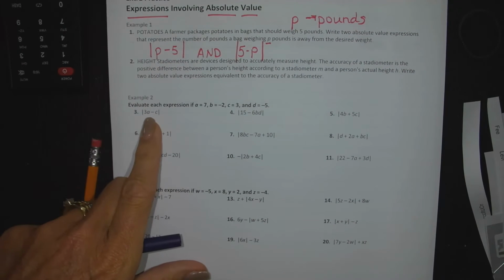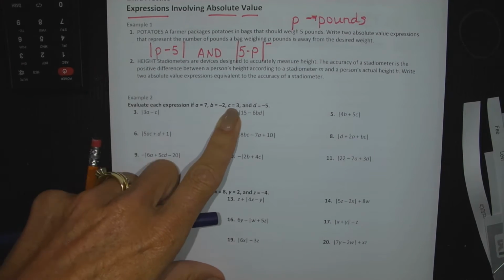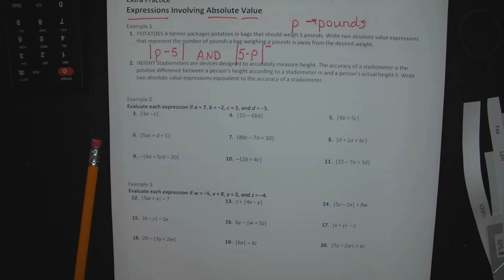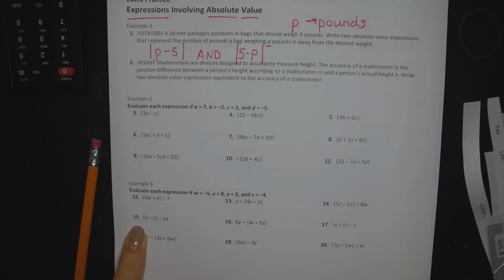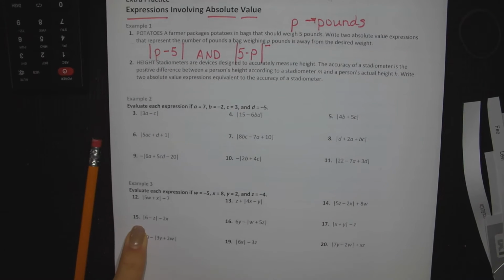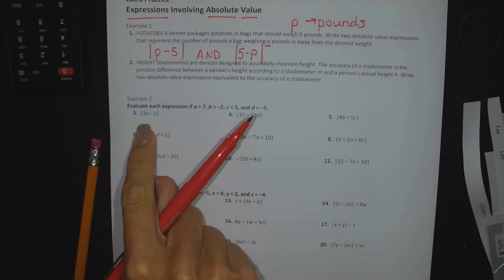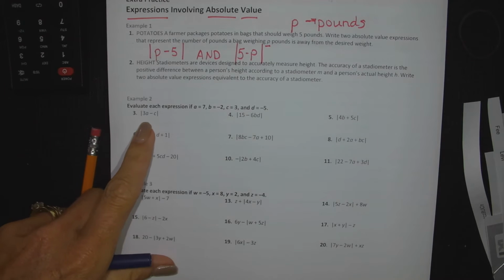All right. Let's look at number 3. Evaluate each expression if A is 7, B is -2, C is 3, and D is -5. Guys, I'm going to be honest right now. This is what I would call busy work. I don't mean that as a negative. I mean, this is bringing in section 1.1. Do you remember? You were just quizzed on this. What's the difference? What are we adding here? Absolute value.